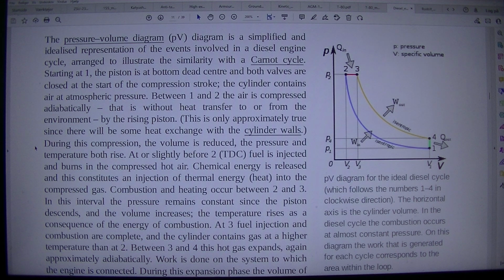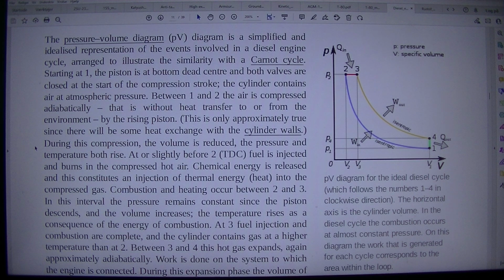At or slightly before 2, TDC, fuel is injected and burns in the compressed hot air. Chemical energy is released and this constitutes an injection of thermal energy, heat, into the compressed gas. Combustion and heating occur between 2 and 3.